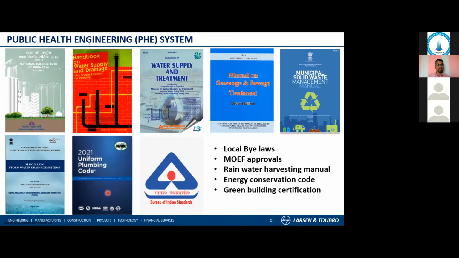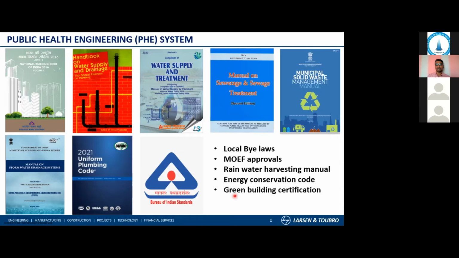Another one is the Uniform Plumbing Code. Yes, it has good information. You can see a lot of examples and things which you may not see in the other standards. It gives a good idea about the plumbing connections and all those things. And of course, yes, we have BIS standards.